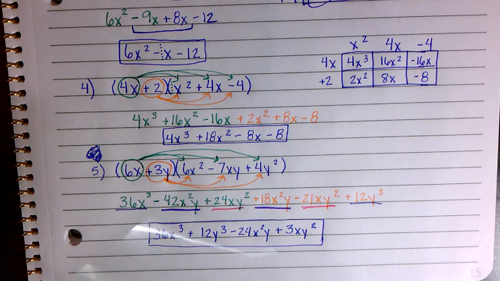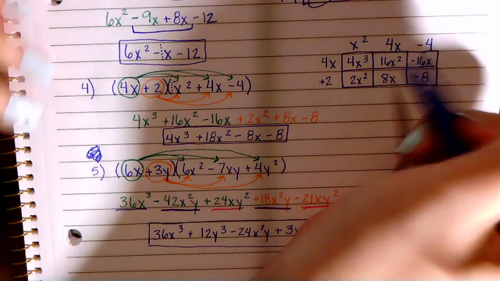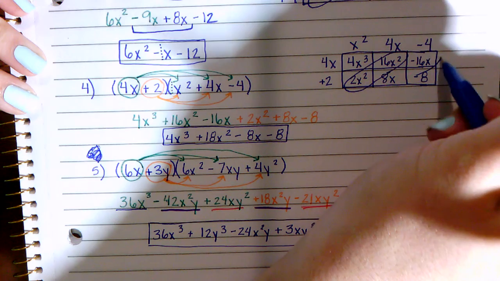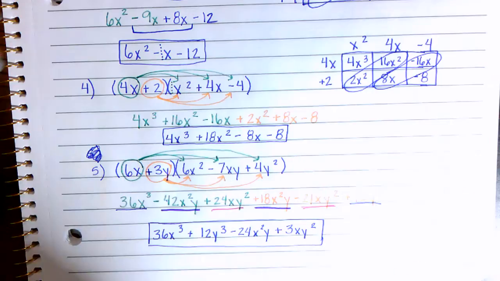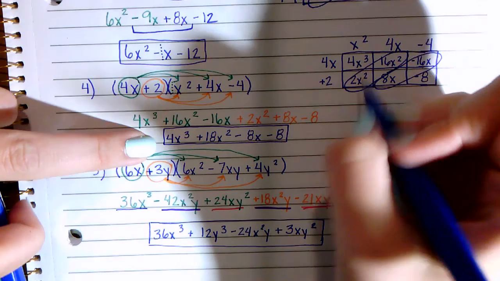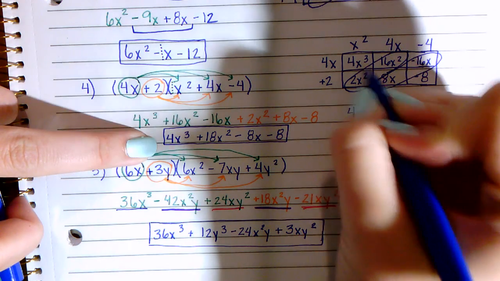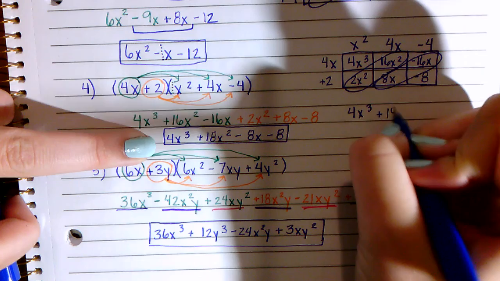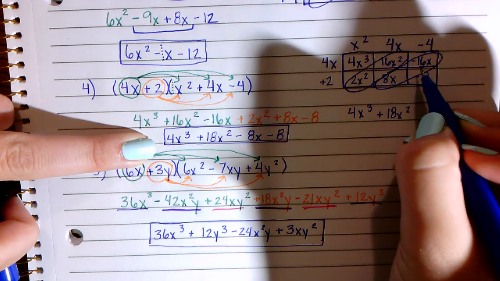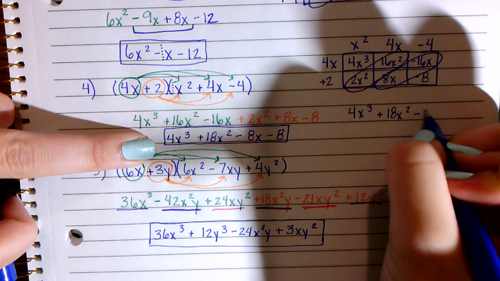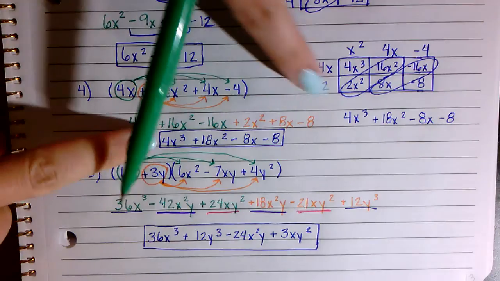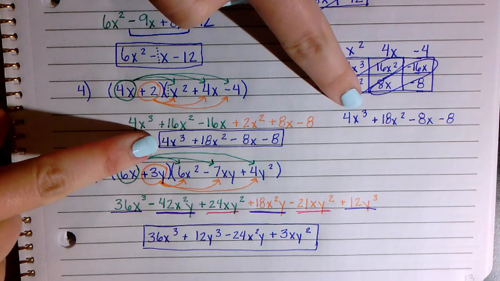And so when you look, you can combine these two because they both have squared, and you can combine these two because they both have just an x, and you'll get your answer, which we saw was 4x to the third. And then when you combine these two, you get 18x squared. When you combine these two, because that's a negative 16x and a positive 8x, you actually get negative 8x, and then you just already have a negative 8. So as you can see, it's the exact same thing.